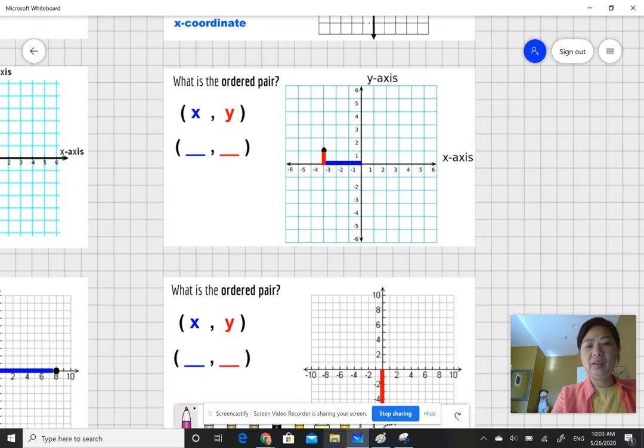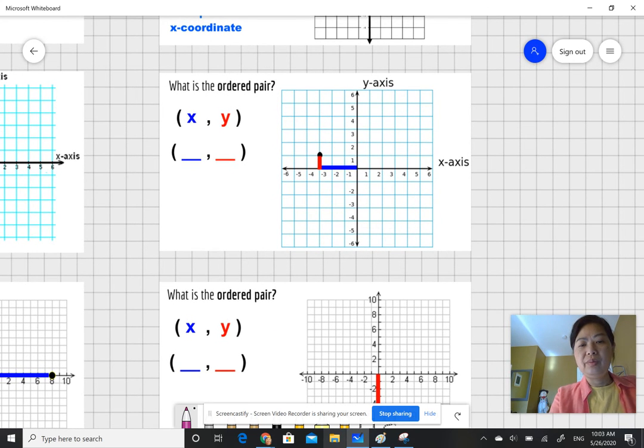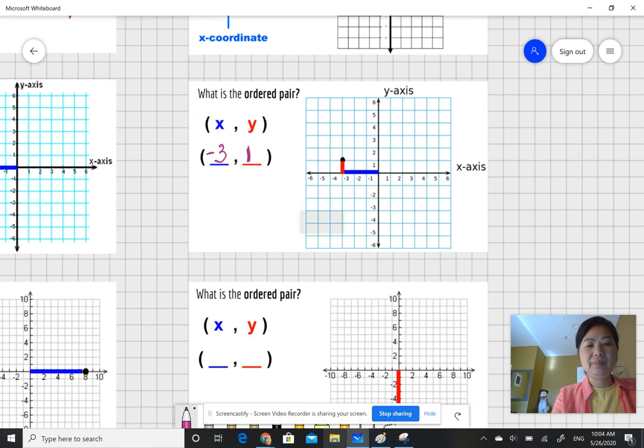So the next one, what is this black point? You go down to the x-axis, you see -3. So the x coordinate is -3. And what is the y coordinate? The y coordinate is +1, or just 1, right?